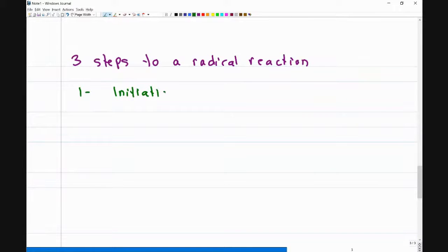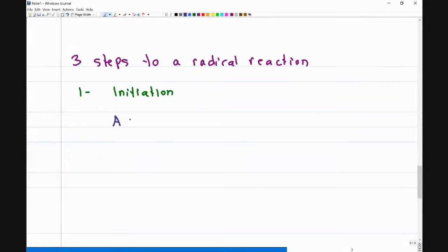Starting with the 3 steps to a radical reaction. A radical reaction, not the mechanism that you're going to see, but rather the 3 types of steps that you are going to see are as follows. And I'll explain the difference afterwards. Step 1 is initiation. If you think about the word initiation, it implies to initiate, to begin. Initiation is how we create a radical from a situation where we don't have a radical to begin with.